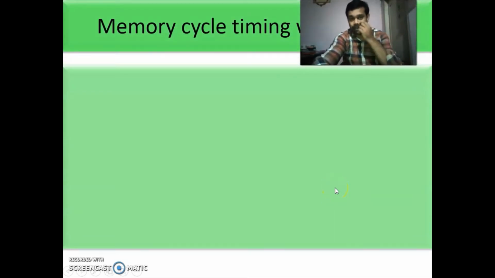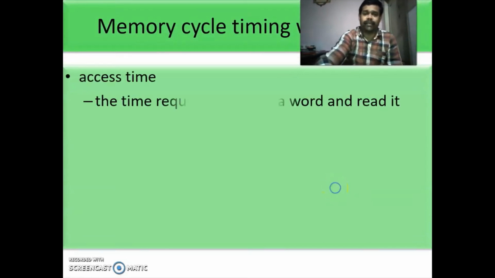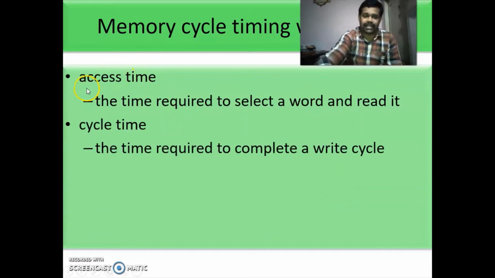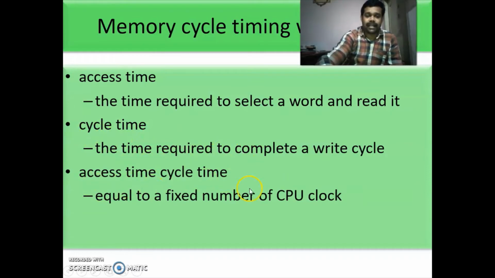So the next one is memory cycle timing waveforms. Waveforms for the read and write operations. First one, access time. Access time is nothing but the time required to select a word from the memory and to read it. And cycle time is nothing but the time required to complete one cycle. Cycle time is equal to a fixed number of CPU clock cycles.